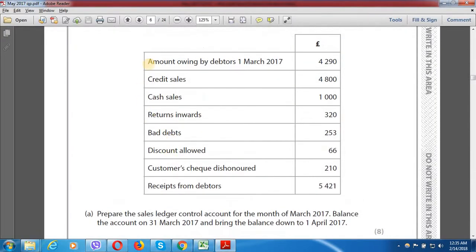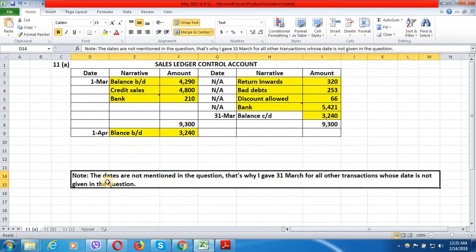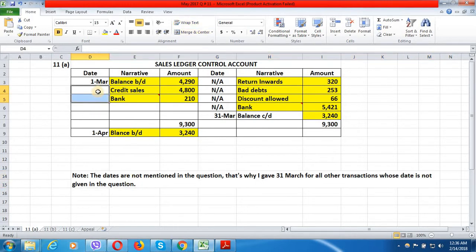There is one more thing. You can see that in every transaction the date is not given, but you need to put a date here, and I did not give it, so I put a note here. The dates are not mentioned in the question, that's why I gave 31st March for all other transactions whose date is not given in this question. By giving this note, you can put 31st March on every transaction's journal, because you don't know the actual date of this transaction. Just by assuming or by giving this note, you can put it.